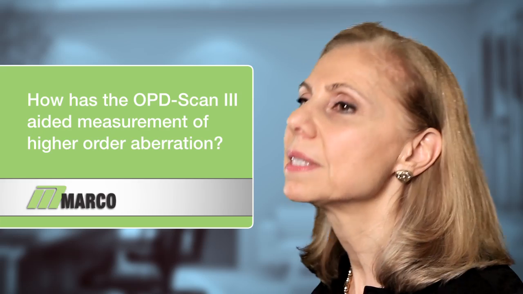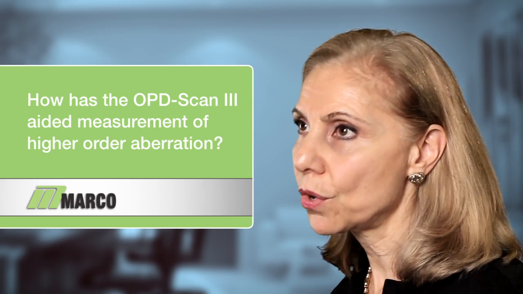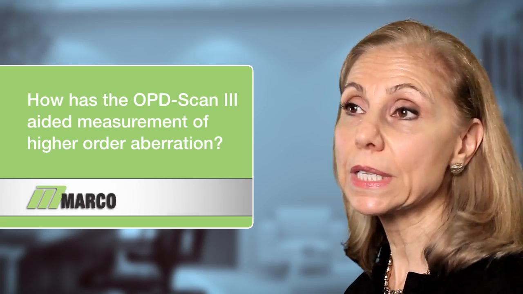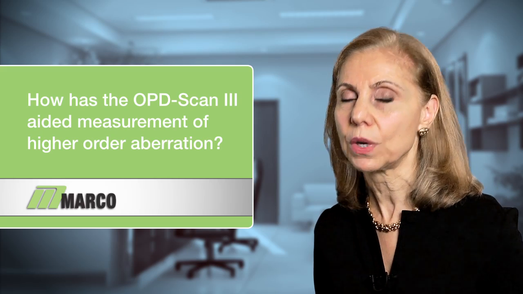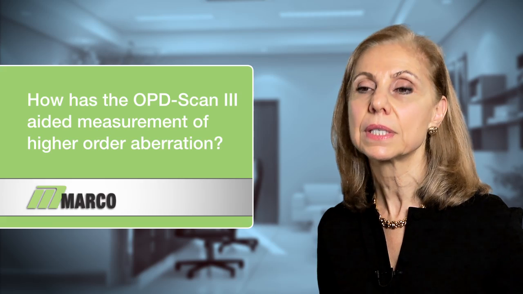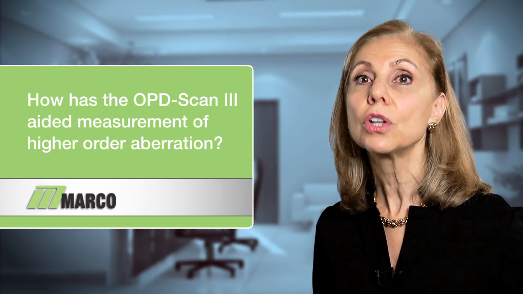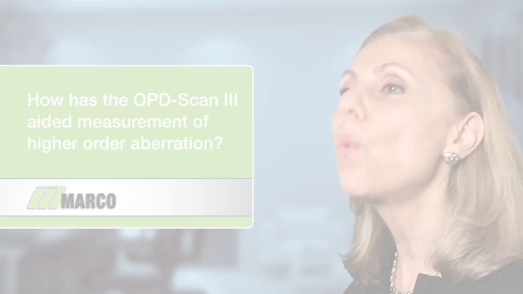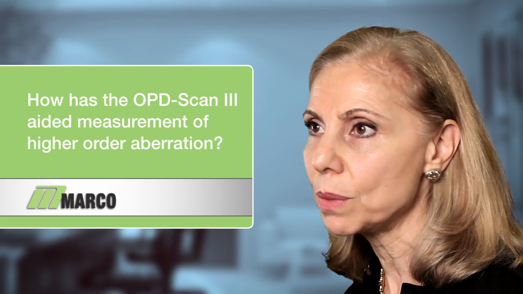One of the maps that's available on the OPD III is the higher order aberrations, which we can display to the patients through point spread function, pre and post cataract surgery. And I use this with every one of my cataract patients. I'm able to show them exactly what their vision looks like looking at a source of light with their cataract in place, what that point source of light will look like after their cataract has been removed.